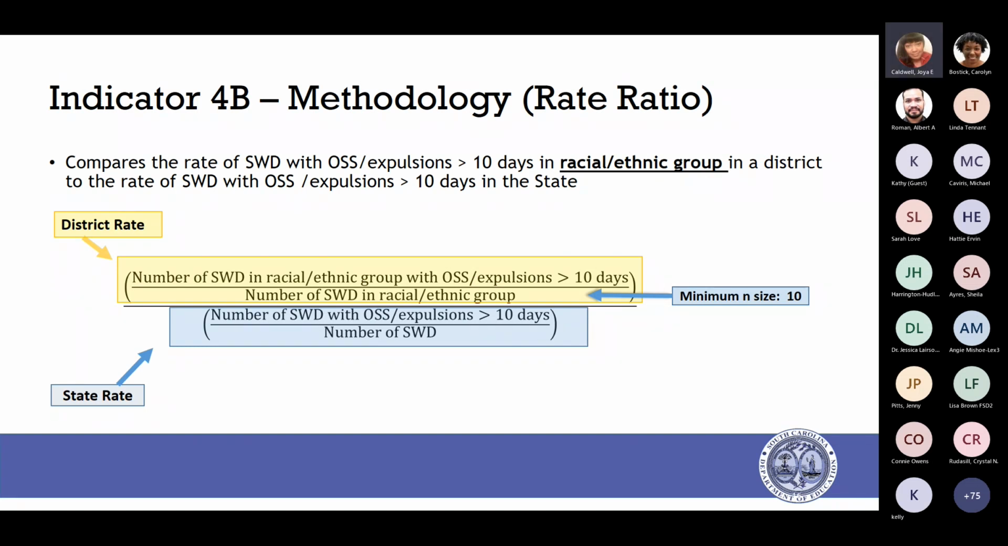4B is evaluated also using a rate ratio, but in this case by race and ethnicity. The rates greater than 2.5 for any racial or ethnic group will determine the existence of significant discrepancy for said groups. Another differentiating factor aside from the race ethnicity in calculating 4B is the minimum cell size. The minimum N size requirement is 10 students with IEPs in the specific racial or ethnic group. In other words, if a race or ethnicity has fewer than 10 students in an LEA, the rates will not be calculated, and we'll display it as NA on your notifications. Next slide, please.